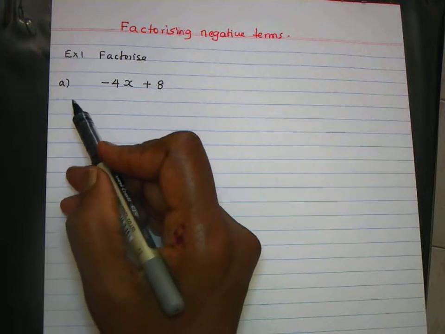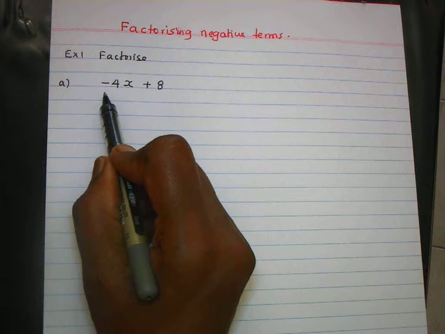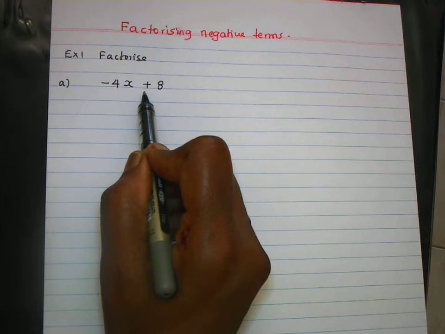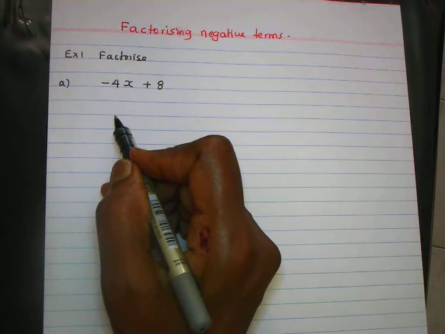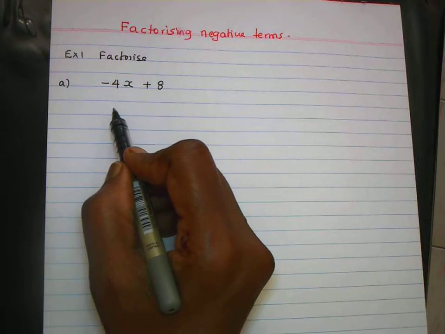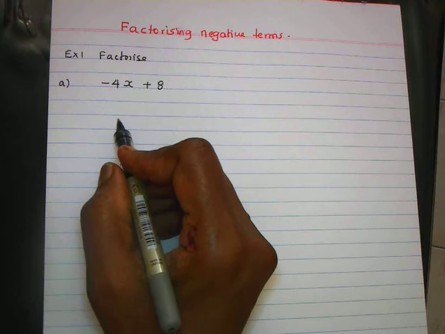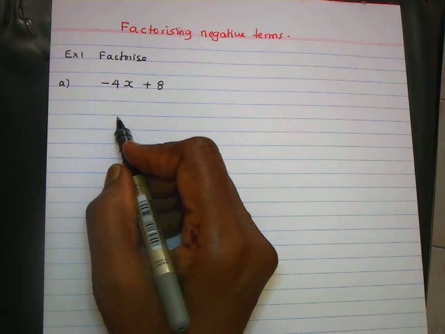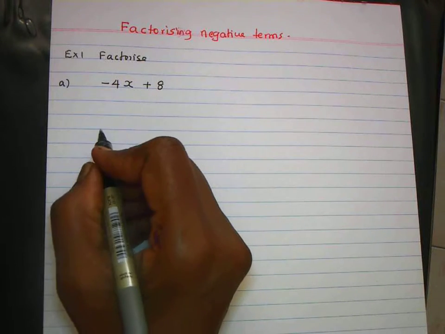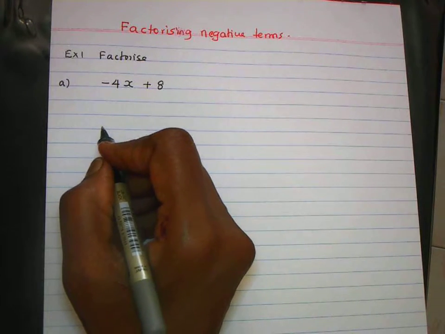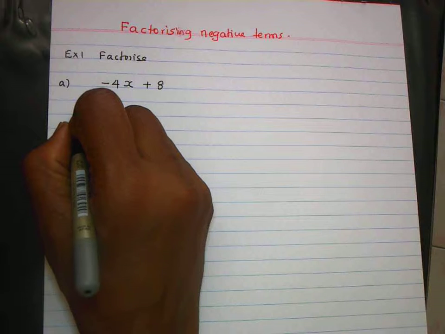Okay, we start with the question. Factorize minus 4x plus 8. Now, the main problem in this question is that the first term inside the bracket has to be positive. So whenever you see a negative term here, that has to be taken out. So here we are going to first remove the negative.